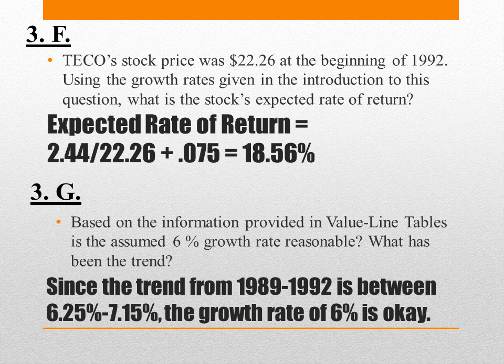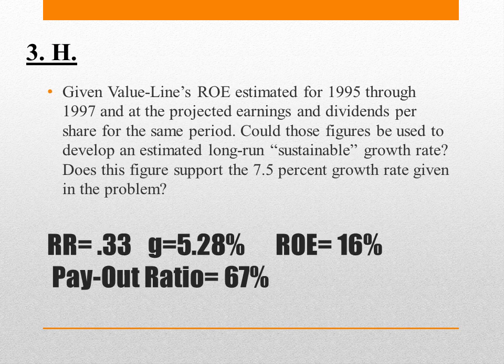Based on the information provided in the Value Line tables, is the assumed 6% growth rate reasonable? What has been the trend? Since the trend has been between 6.25% and 7.15%, the growth rate of 6% is just right. It's just a little below. It is hard to make an assumption because the numbers are so close. So in this case, I would say this is not a sustainable growth rate for the long run.